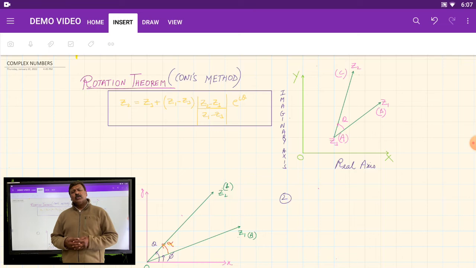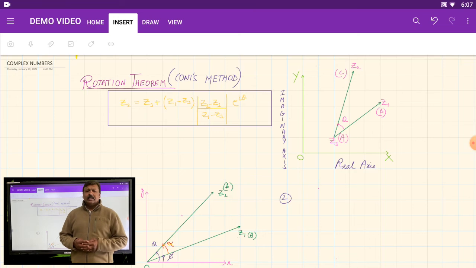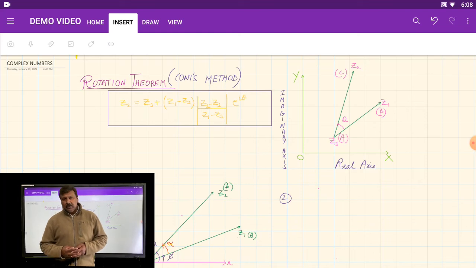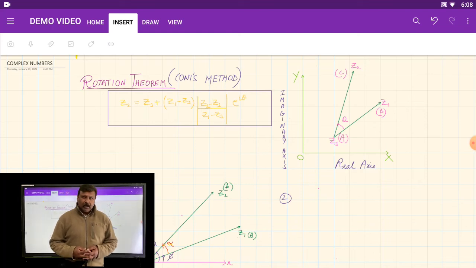Apart from it, you also have to understand that Z1 by Z2 leads to what? That is mod Z1 by mod Z2, and the argument gets subtracted, that is argument Z1 minus argument Z2. So these are the prerequisites. Apart from it, complex numbers part 1 you have already done, and that I am presuming. So we come to Coni's section rotation method.